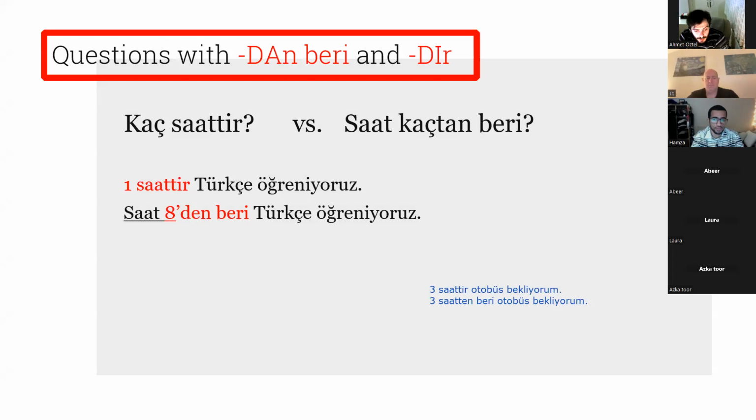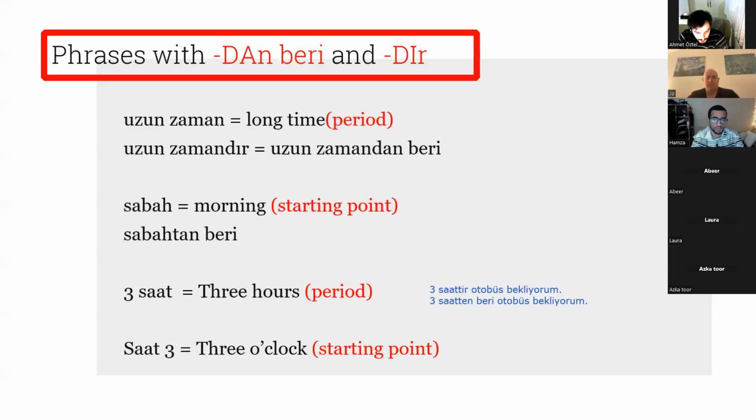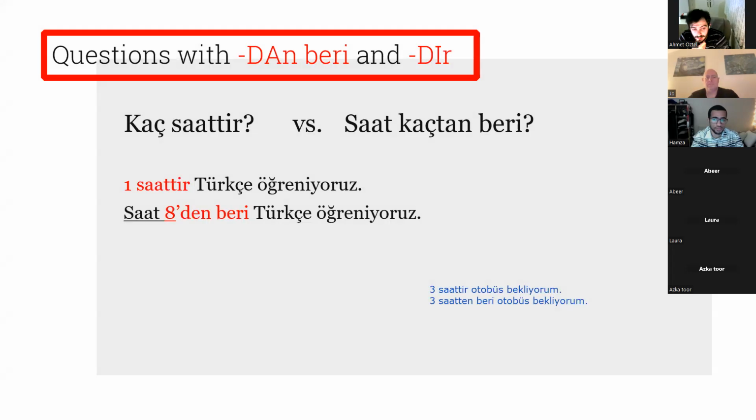We can also, oh yeah, this is basically what we already had. So 3 saat and saat 3. To differentiate them, we basically have to ask the question in a different form. Kaç saattir basically means for how many hours, for how long technically. And saat kaçtan beri is since what time. So we basically started the lesson at 8 o'clock. So we can say we have been learning Turkish for 1 hour. Then in this case, it's going to be 1 saattir Türkçe öğreniyoruz. And if I want to talk about the starting point, then it's going to be saat 8'den beri Türkçe öğreniyoruz.